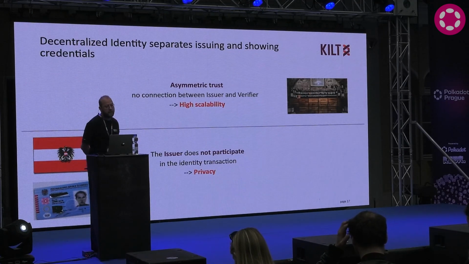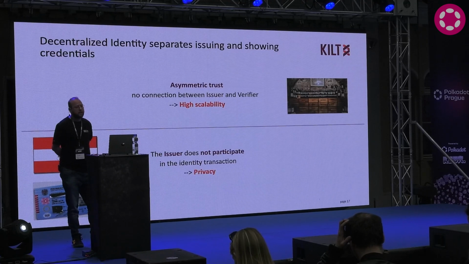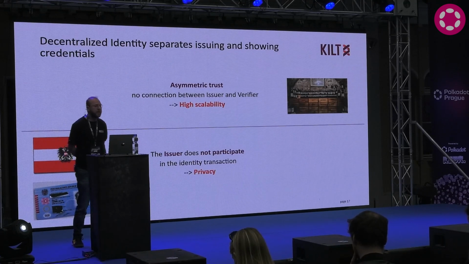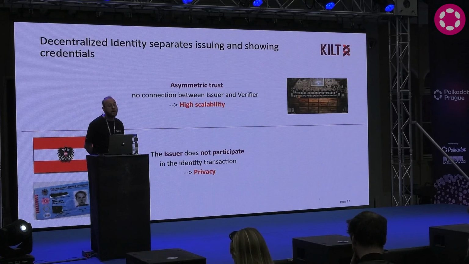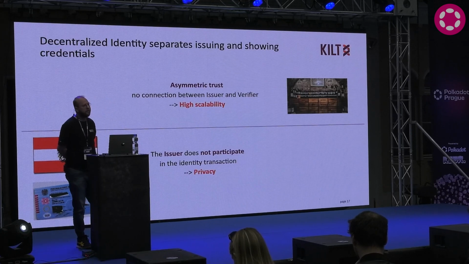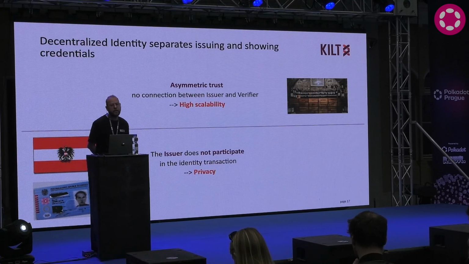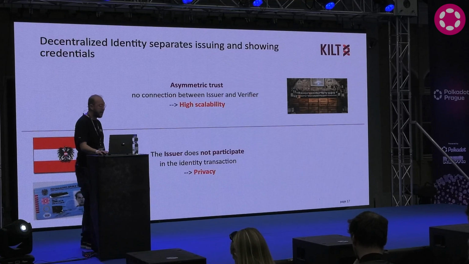The system that we have in this offline world is called asymmetric trust, so there's no connection between the issuer and the verifier. The shop owner that wants to sell me a bottle of wine does not need to call the government to find out if I'm actually the person or if I can be trusted to be 16. They just look at the credential, and the issuer of the credential does not participate in the identity transaction at all. That's good, because that gives me privacy. I don't want everyone to know how much I drink or buy or whatever.